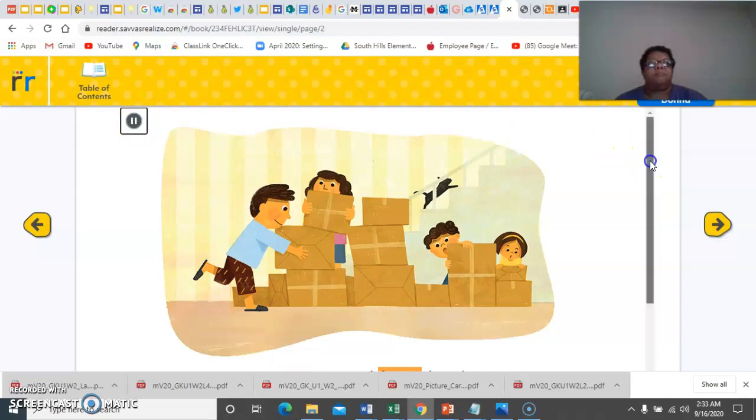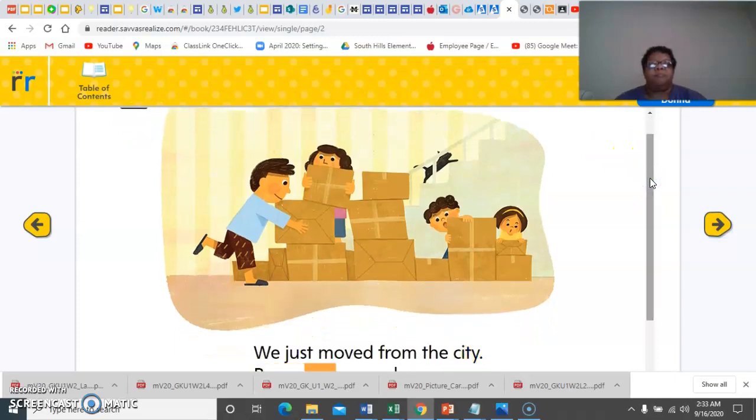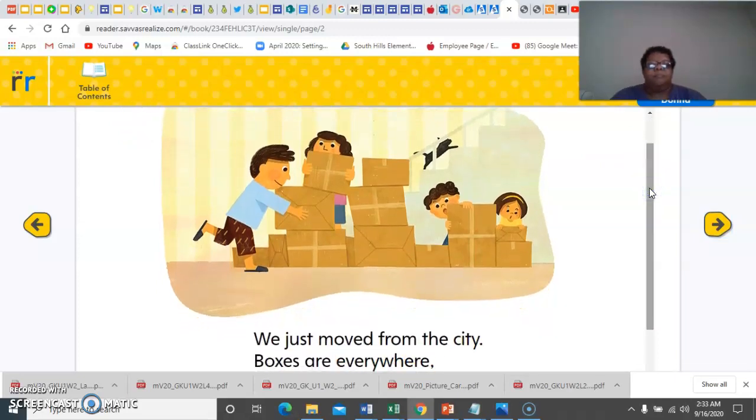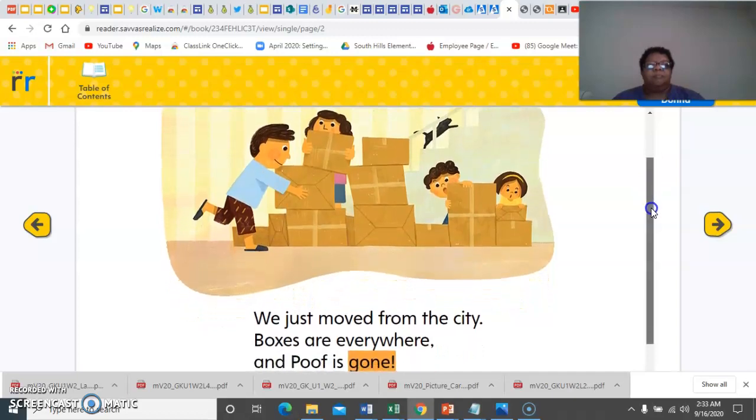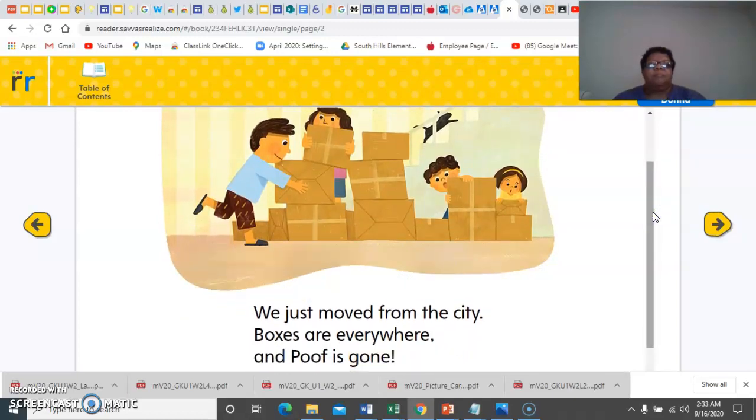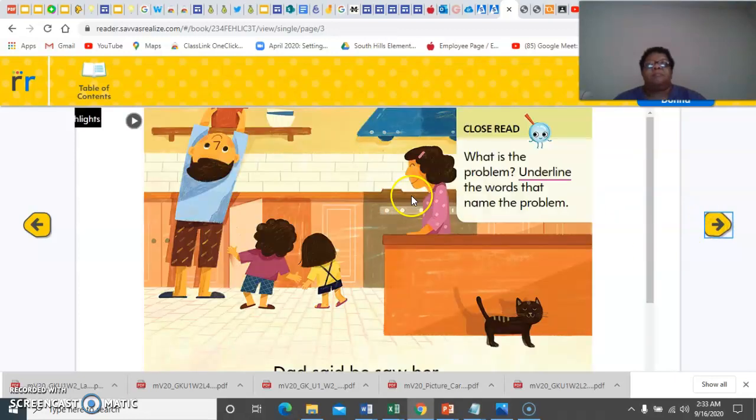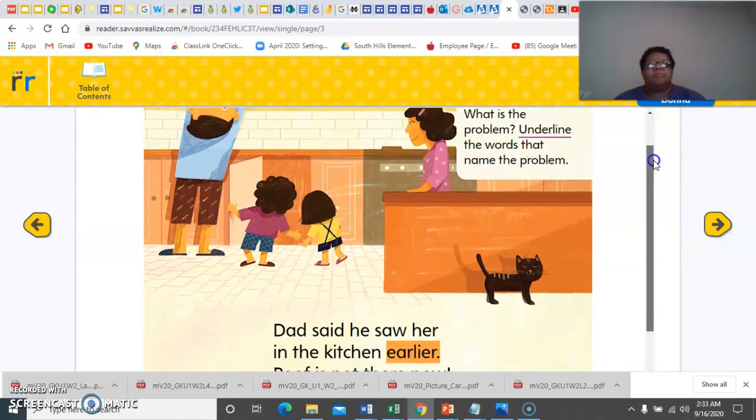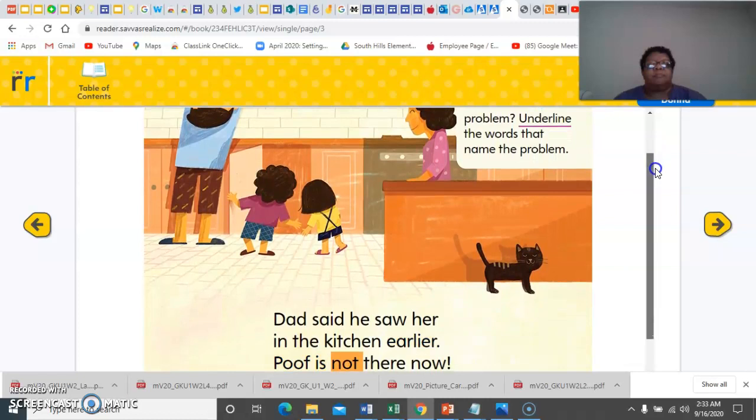We just moved from the city. Boxes are everywhere, and Poof is gone. Dad said he saw her in the kitchen earlier. Poof is not there now.